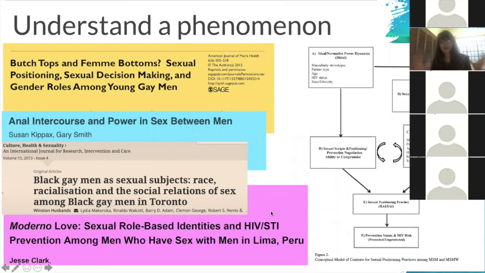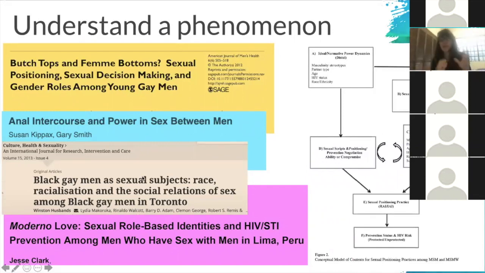And actually there's a very good review where Laramie Smith is a co-author, and I should have provided the citation at the bottom, but I apologize about that. But basically there were a few main findings from looking at all of these different papers together. For example, in societies that have more traditional gender roles, there was more segregation in terms of sexual positioning among MSM.